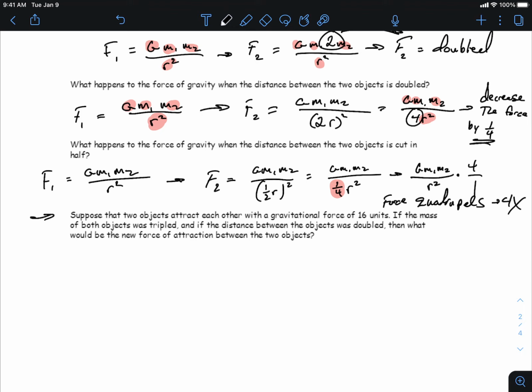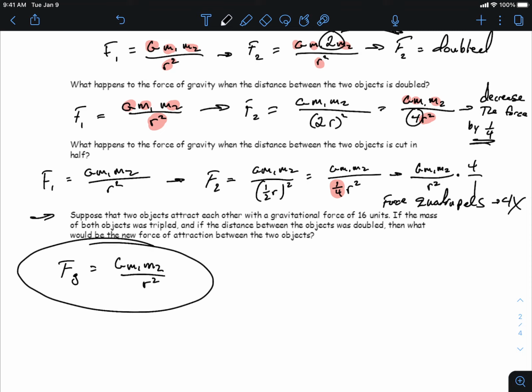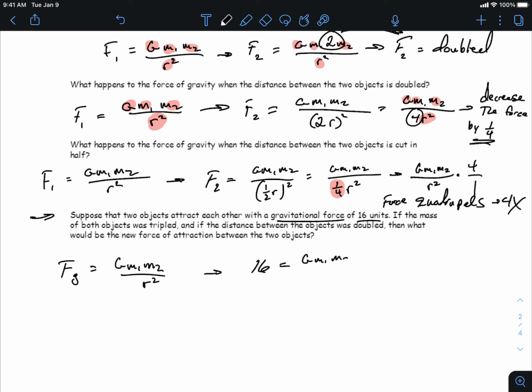So we know that we're dealing with our force of gravity equation, Gm1m2 over r squared. We're dealing with this equation, obviously, because that's where we're at. But in the test, you might not know that, right? But you know the gravitational force that would prompt you to this equation. We know that it's 16 units. So I'm just going to say 16 has to equal Gm1m2 over r squared. Now the question becomes, what happens if the mass of both objects was tripled?